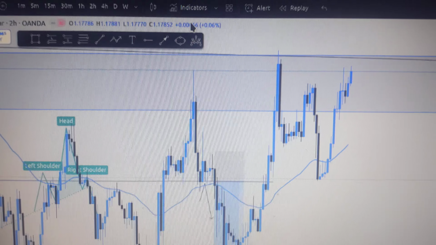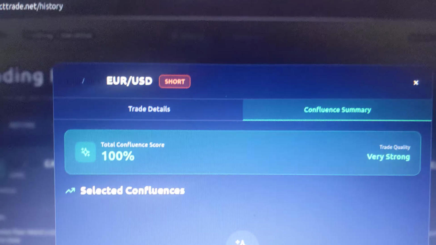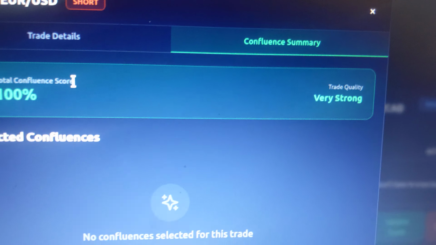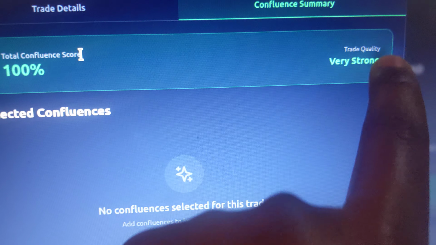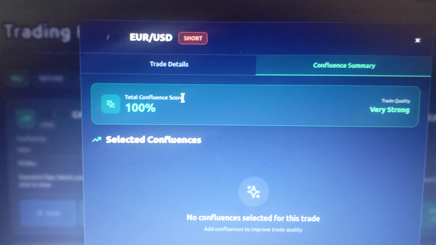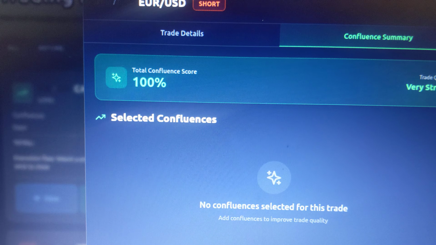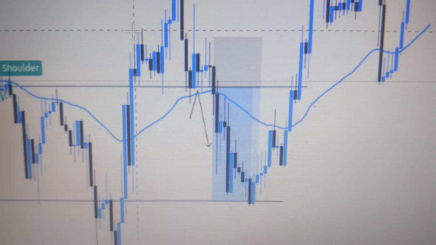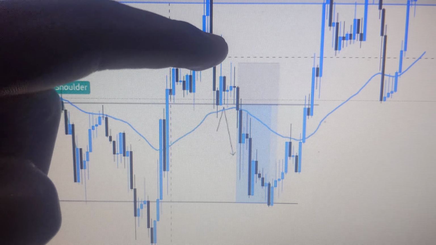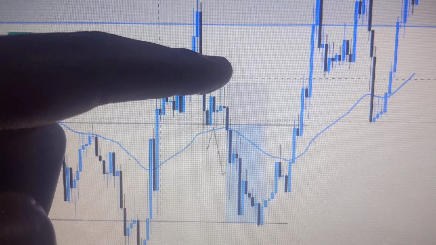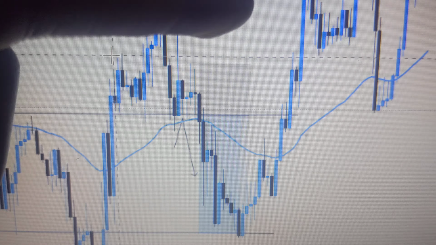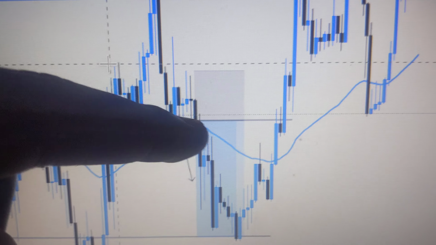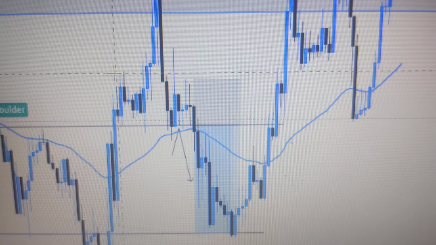If I check here on my journal, you can see that the total trade confluence score was 100% and the trade quality was very strong. This indicates that this was a very good trade to take, so putting all that into consideration, I took this trade and placed my stop loss above the closest break of structure. The moment it hits my stop loss, we shall have gotten a break of structure, which indicates reversal.